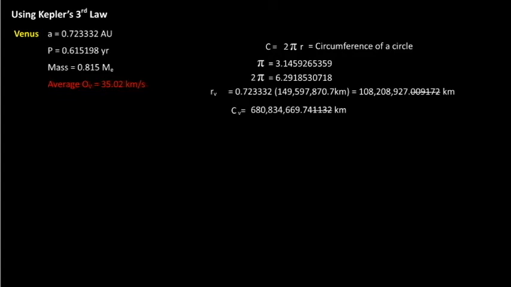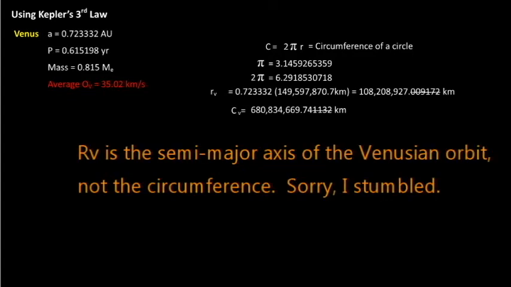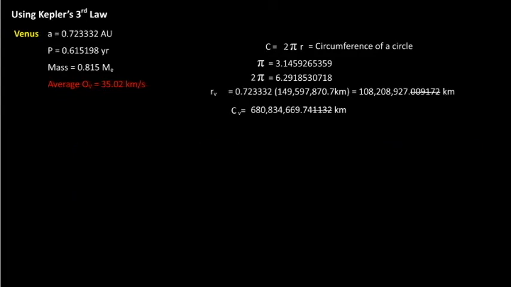RV is equal to the Venusian circumference of its orbit using the semi-major axis. If you see me cross out something, I just wanted to show you how many decimal places I carried it to, and from that point on, in any further equations, I drop what's been crossed out. But I want you to see that I carried it further than that. So we get the Venusian circumference of its orbit around the Sun at 680,834,669.7 kilometers.